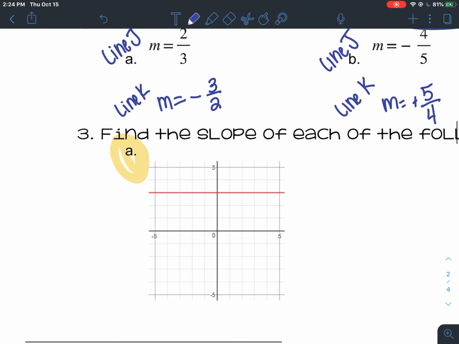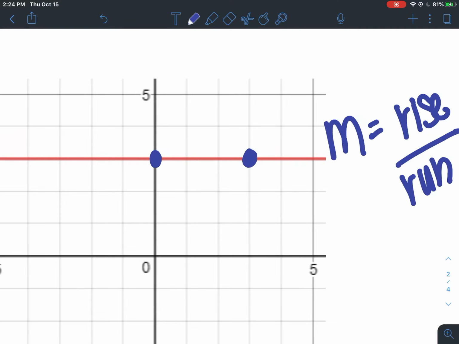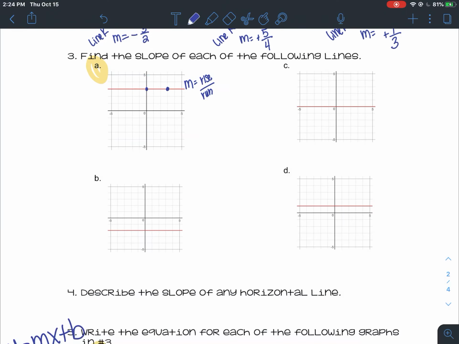Find the slope of each of the following lines. I'm going to just do A with you, and I want you to do B, C, and D on your own. So we're going to find 2 nice points right here and right here maybe. Okay, remember slope is rise over run. So how many did we go up? We went up 0.